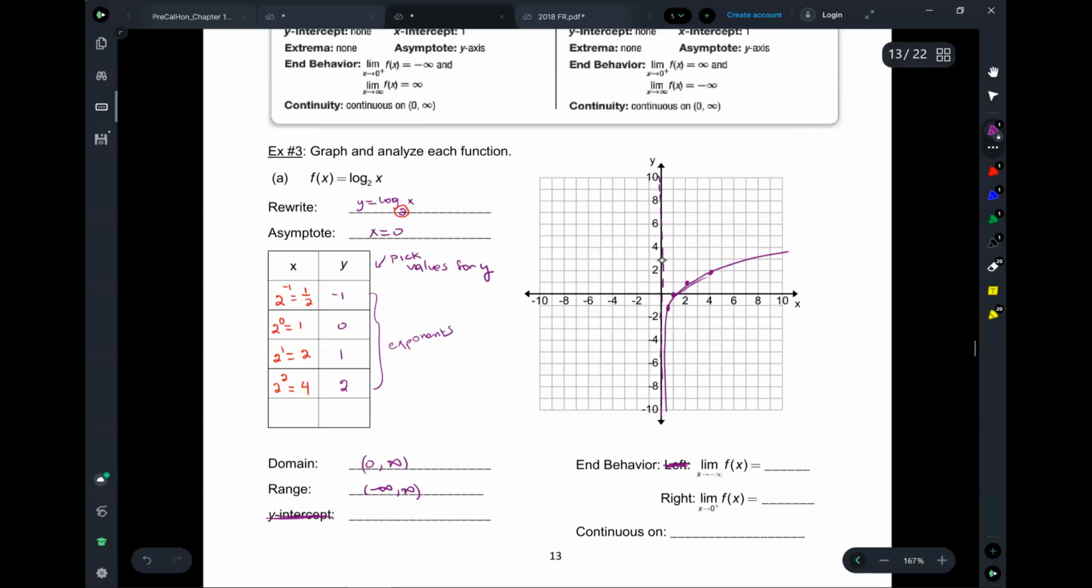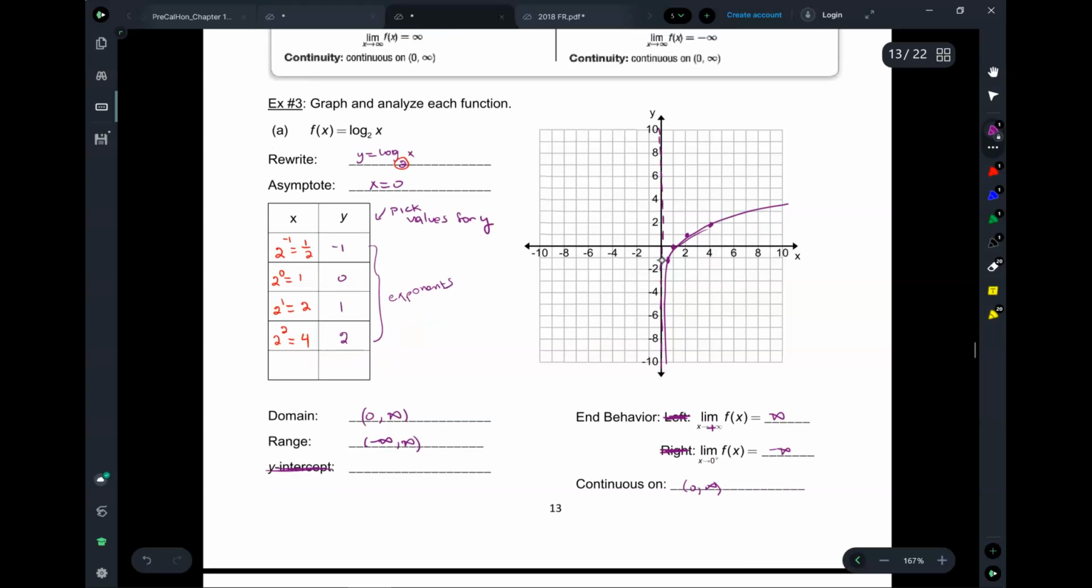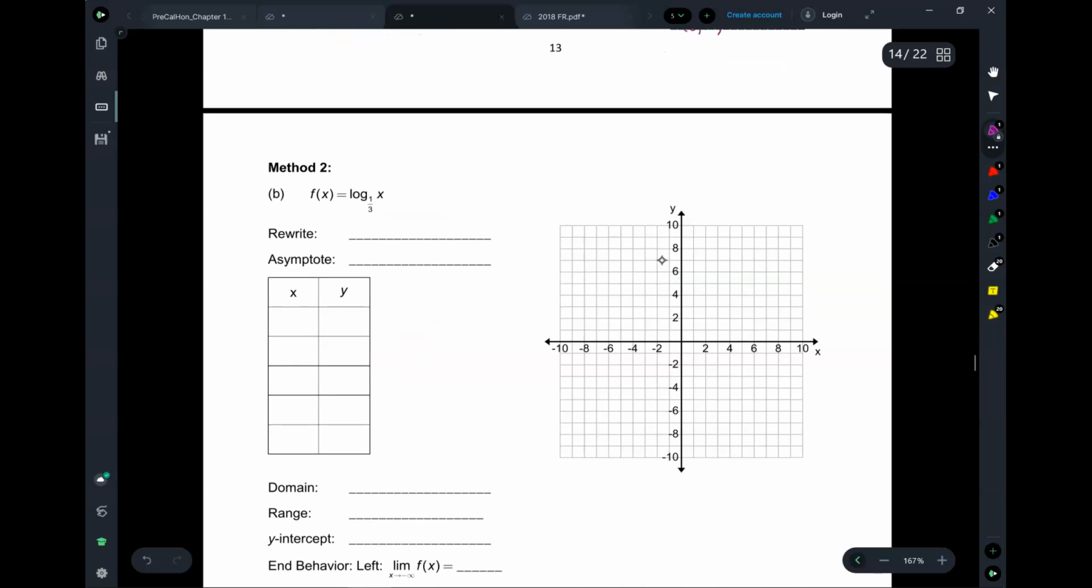So I made some typos here. As x approaches positive infinity, f of x approaches positive infinity, and as x approaches 0 from the positive side, f of x approaches negative infinity, and it's continuous from 0 to infinity. Okay, let's do another one.